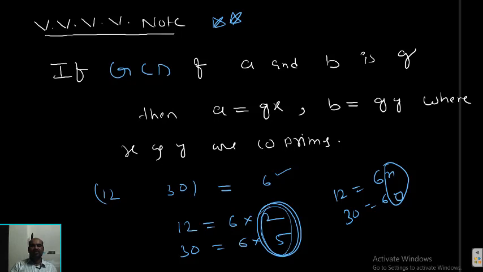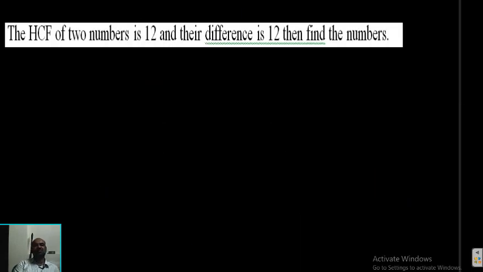So based on this, I want to solve this problem. Interesting, super problem. The HCF of two numbers, GCD and HCF are both the same. The HCF of two numbers is 12 and the difference is 12. Find the numbers. Two numbers are given, A and B. Their GCD is 12 and the difference is also 12. Such numbers you want to find. Now I will let A, B be the required numbers.